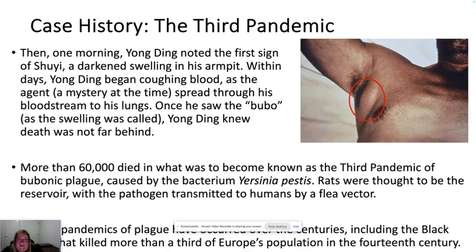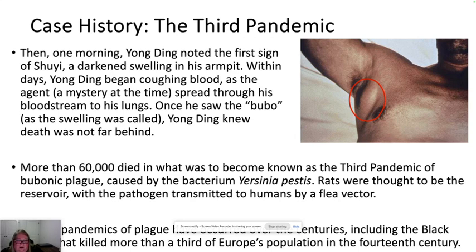So our infectious agents start to spread through his bloodstream to his lungs. But the thing is, in 1884, in the height of Shu Yi, people like Yang Ding knew that once they found this swelling, so this is what they referred to as a bubo, they know that once the bubo showed up, Yang Ding had not a lot of time left. He knew death was not far from him.